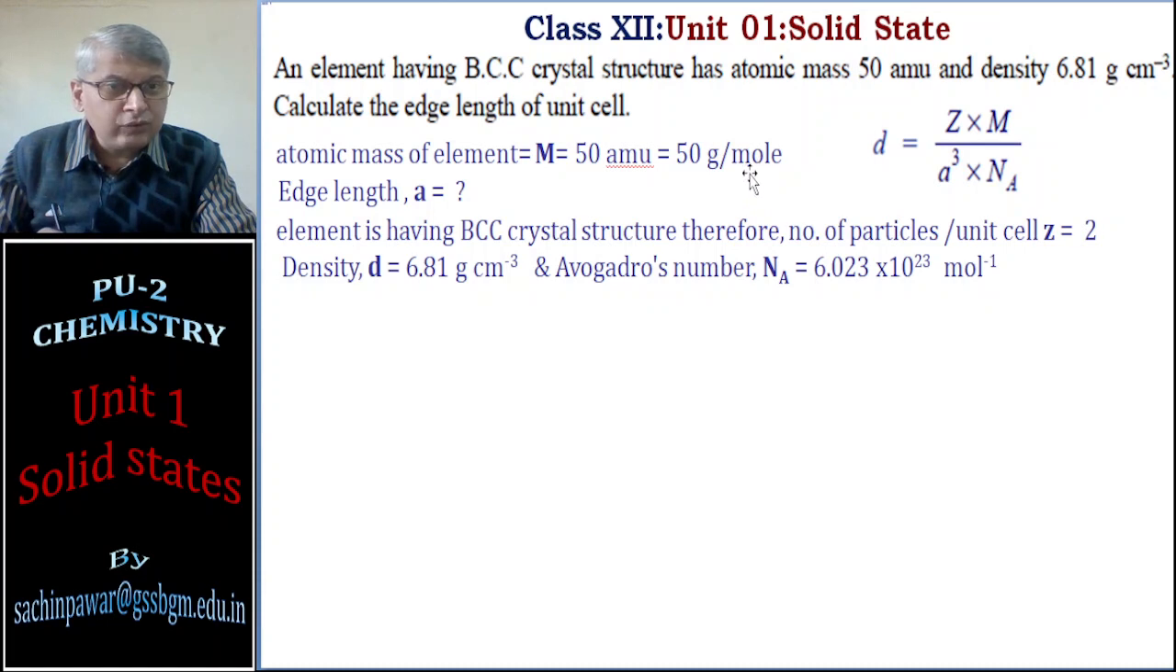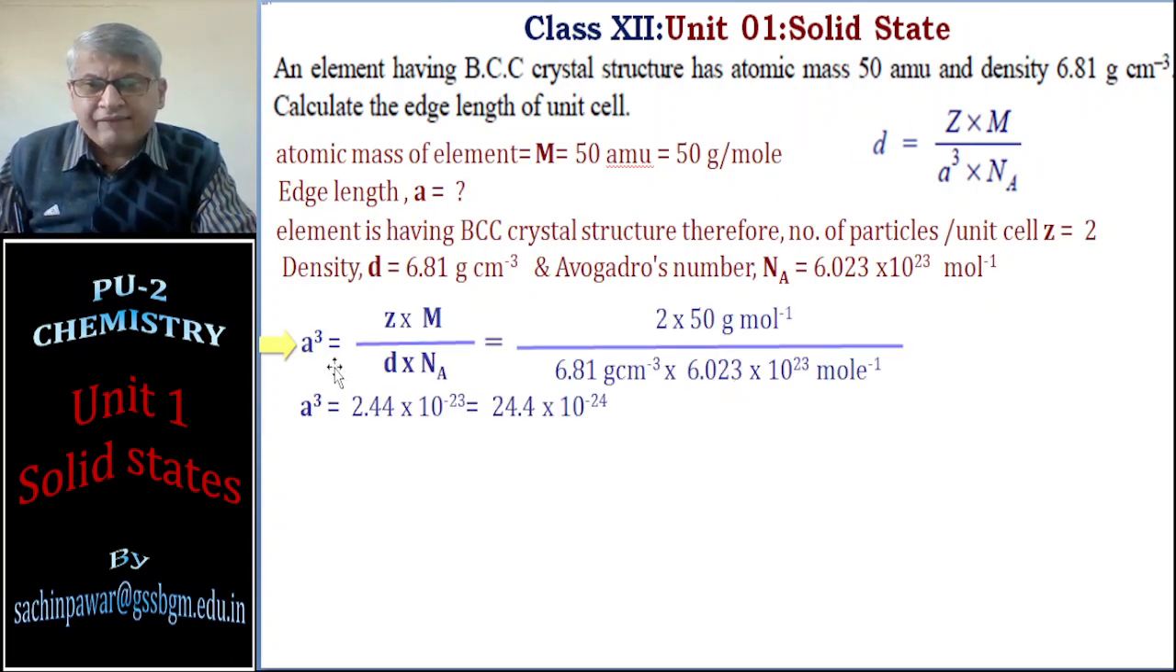Why do we want that? Because we want to cancel the common units. Edge length has to be found. A is not given. Element is BCC, so we want Z. Z is the number of particles per unit cell. For BCC, the number of particles per unit cell is 2. You already know it. So I'll substitute that. Density is given as 6.81 grams per cm cube. Avogadro's number is not given, but we have to memorize it as 6.023 into 10 to the power 23. 6.022, 6.023, whatever is given, we have to accept.